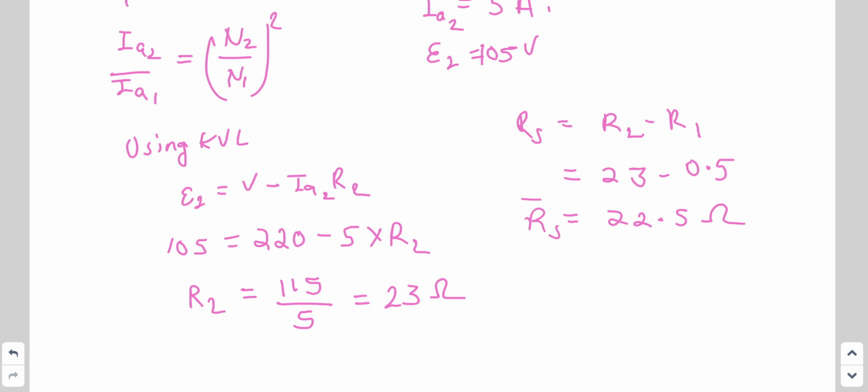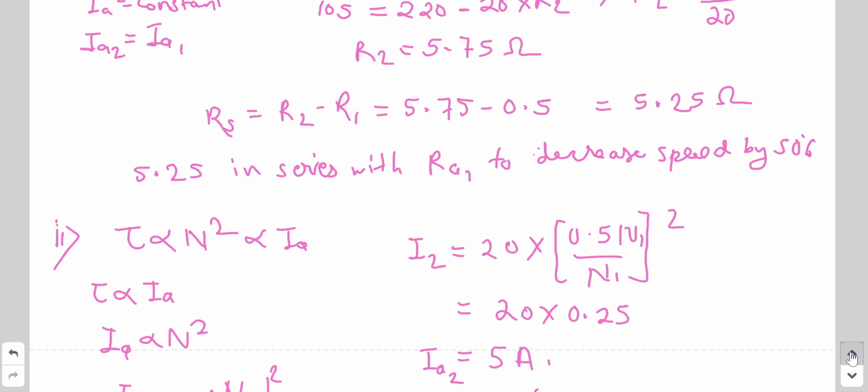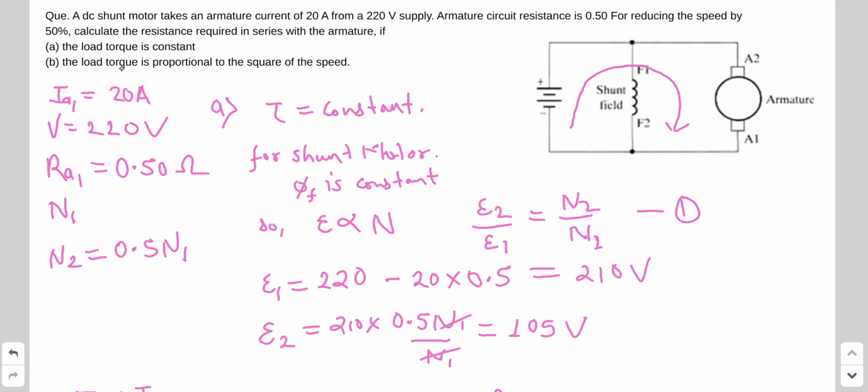This resistance will be connected in series with the armature resistance to reduce the speed by 50% when the torque is proportional to the square of the speed.